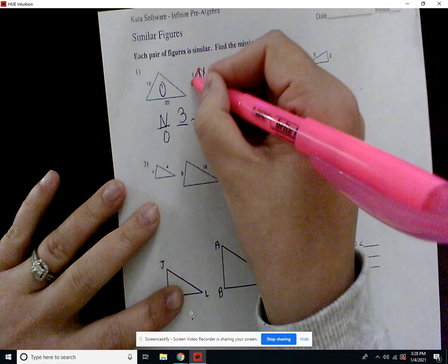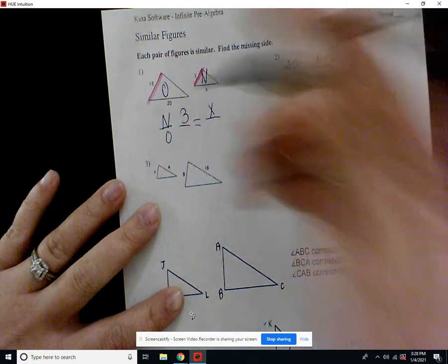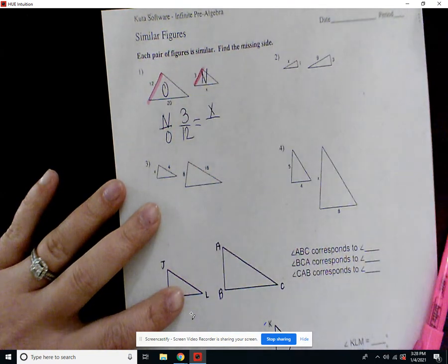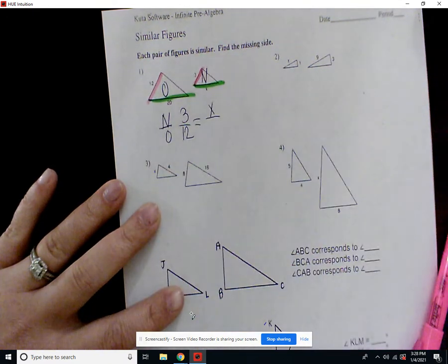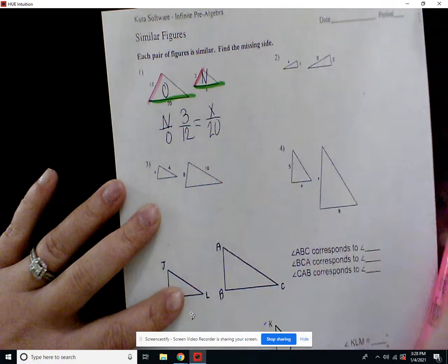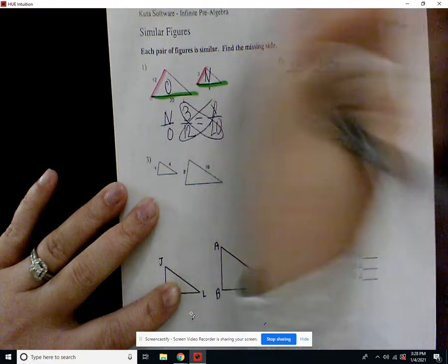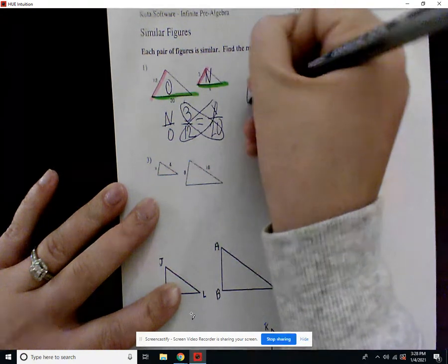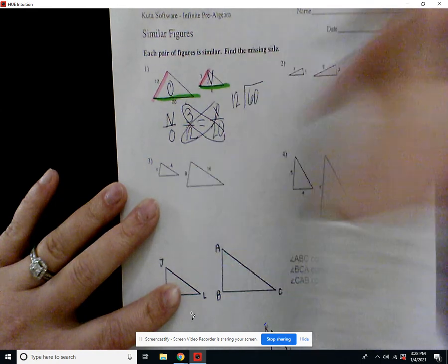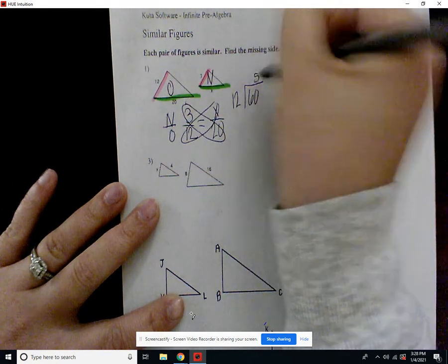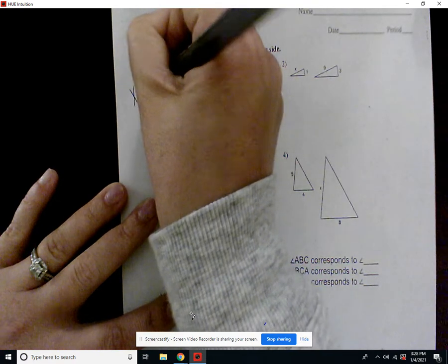So 3 corresponds with 12. And then we have X that goes with 20. And then we'll cross multiply and divide. So 3 times 20 is 60. And then we'll divide the number with X, which is 12. 12 will go into 60 5 times. It goes in there evenly. And so X equals 5.